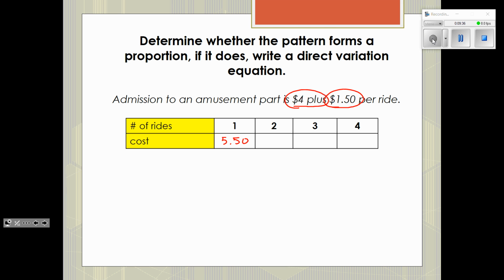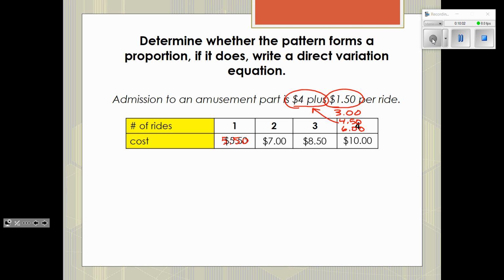Now, if you rode 2 rides, you would still have the $4 for admission, but 2 rides would be $3. So $4 plus $3 would be $7. If you ride 3 rides, you add another $1.50. That'd be $4.50 for rides plus $4 for entrance, so that's $8.50. And for 4 rides, that would be $6 plus the $4 entrance, so that would be $10.